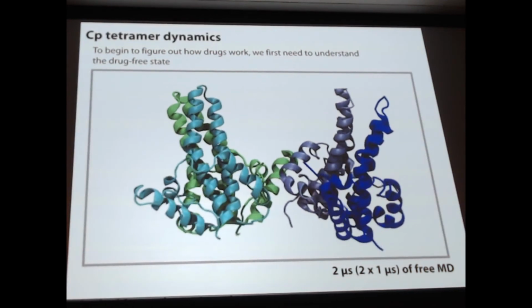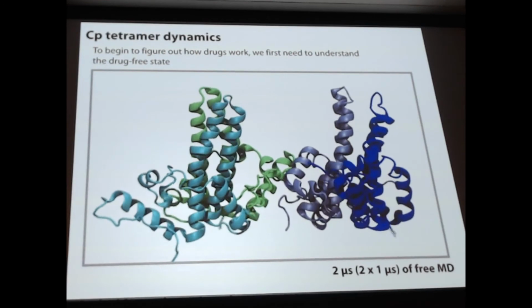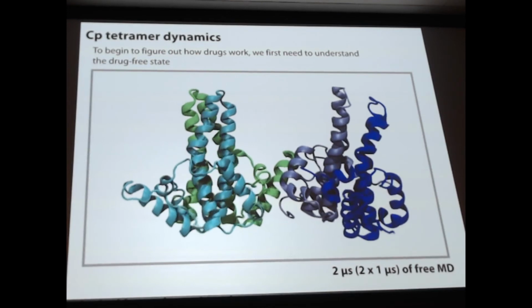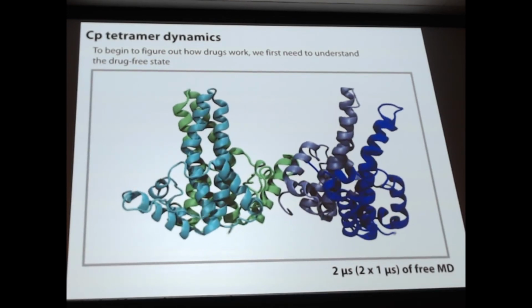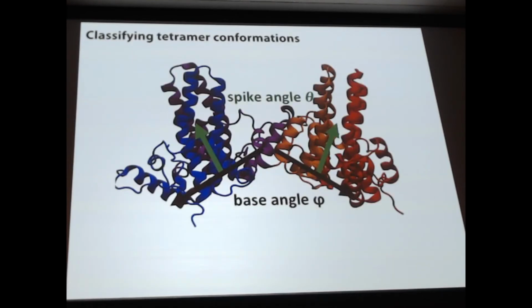So to start, we of course have run some simulations. We ran 2 1-microsecond simulations of just a free tetramer to try to start understanding what sorts of conformational space it explores when just left to its own devices. Okay. And after a lot of trial and error, looking at different ways of quantifying this, we came up with 2 angles. One between these so-called spikes. When in the capsid state, they essentially stick out of the capsid. And then one that we call the base angle between them.